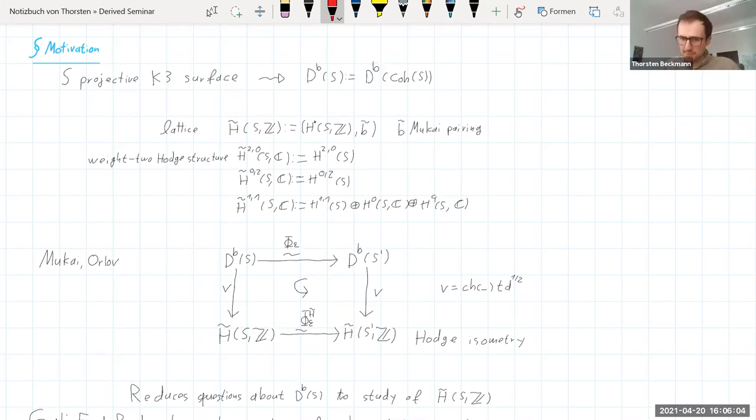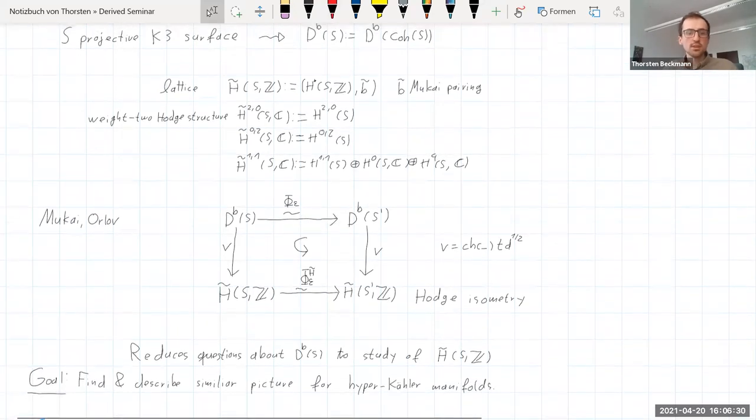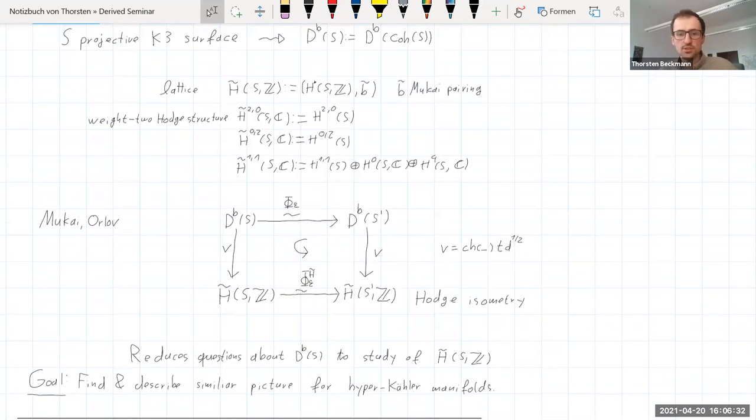It also leads to a lot of consequences. For example, it often reduces questions or studies about the bounded derived category of the K3 surface to the study of this integral lattice together with its Hodge structure. For example: which K3 surfaces can actually be derived equivalent, what do Fourier–Mukai partners look like, and so on. The goal for today is to find and describe a similar picture for hyperkähler manifolds, in particular for higher dimensional hyperkähler manifolds.